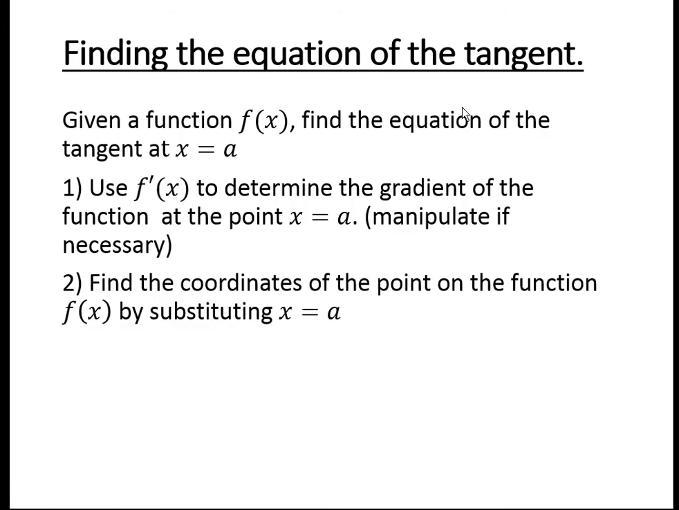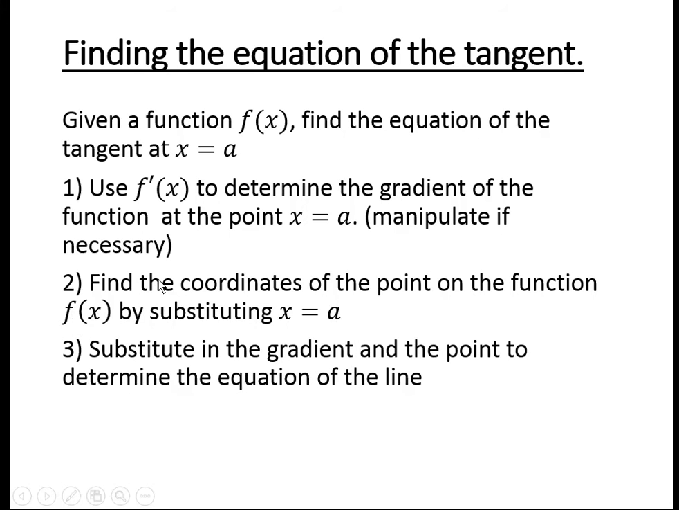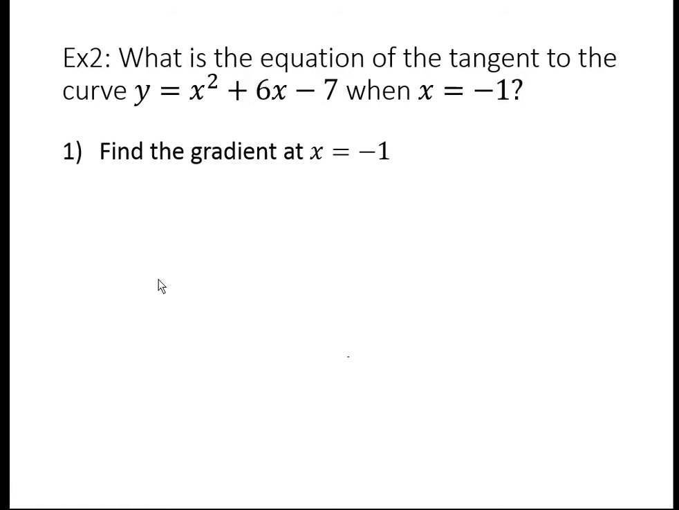The next thing we're going to do, I need an x-coordinate and a y-coordinate. So I'm going to take my x-coordinate and plug it in to get my y-coordinate. So I'll have my gradient and a point, then I just do what I did in that last example: substitute in the gradient and the point to determine the equation of the line. So let's do the fundamental example. It's going to look something like this.